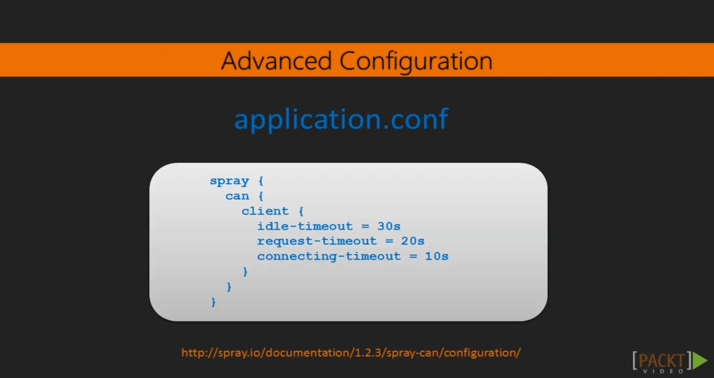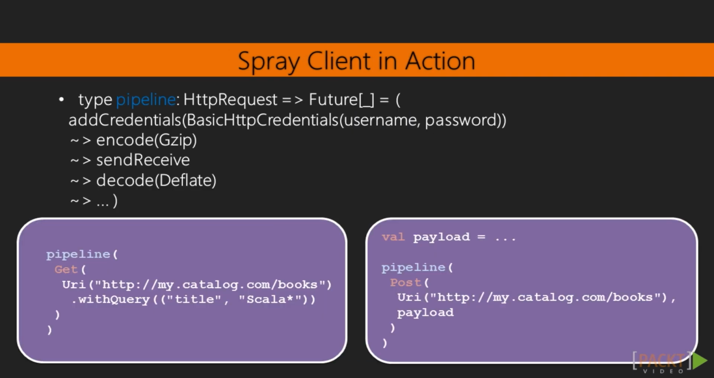As with most of the key Spray modules, Spray Client has its own set of configuration properties available under the spray.client section inside the already familiar application.conf file. Spray Client provides many convenient methods to properly construct arbitrarily complex request-response pipelines. Using the already constructed pipeline is as easy as just feeding it the appropriate HTTP request, which could be built using one of the request builders like Get and Post, as well as Put, Patch, Delete, Options, and Head.